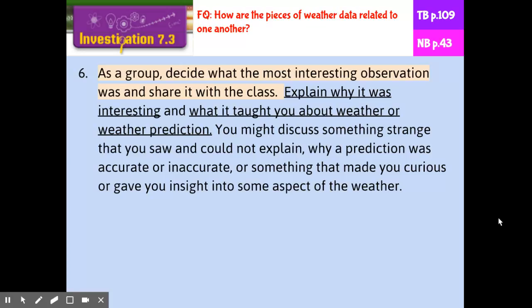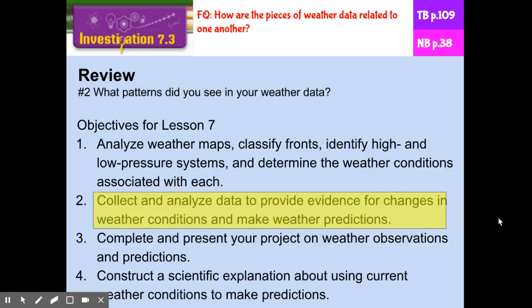Before we begin Reflection 7, we're going to look at Question 6 from Investigation 7.3, where, as a group, you should have decided about the most interesting observation, and you're going to be sharing that with the class. You're going to explain why it was interesting and what it taught you about weather and predicting weather. So, a little step back a day to discuss interesting observations that were made. And then if you get time, we're going to go back to objective number 2, and you're going to write what patterns you saw in your weather data.